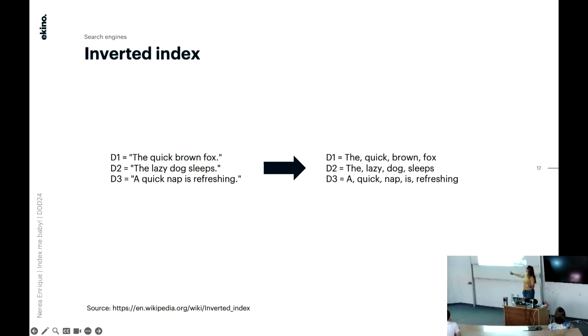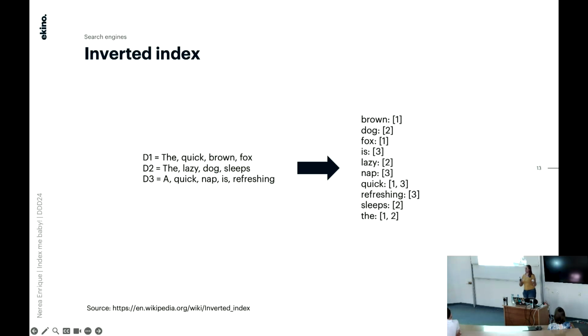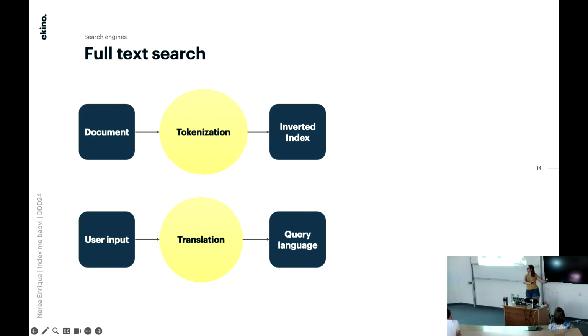So again, we go through the tokenization process here. We create our tokens for each document. And then we find all the unique tokens from those lists of tokens. And we can map them to the documents where they appear. So if my user is searching quick, our search engine will easily find that quick is used in document 1 and document 3. So that's one side of the search engine.